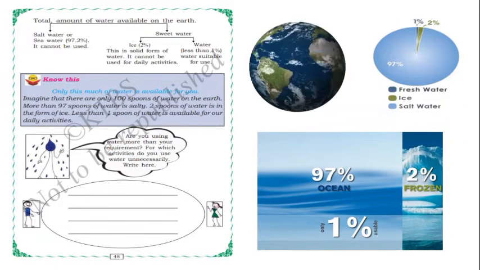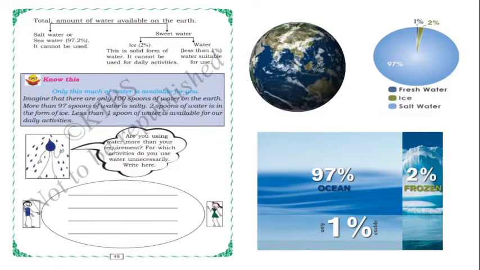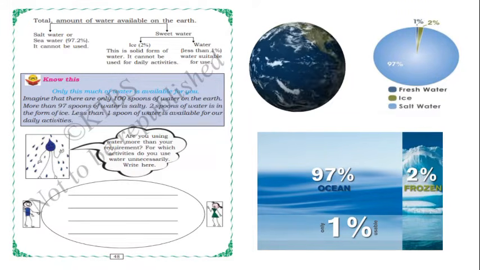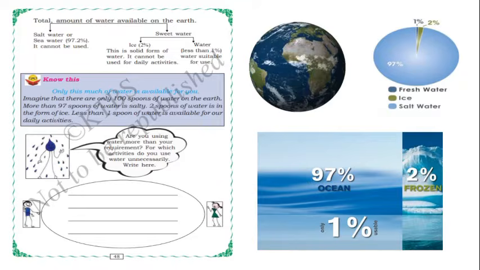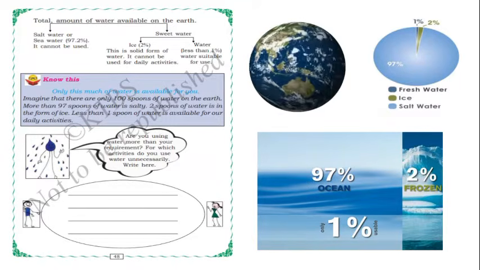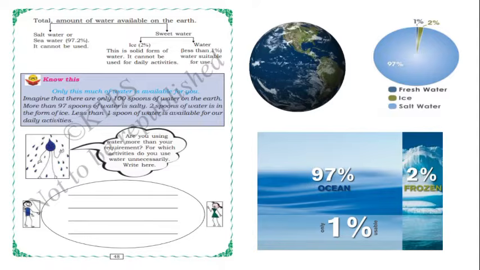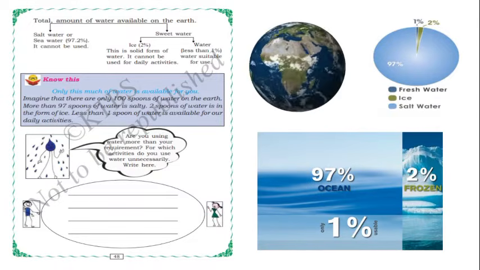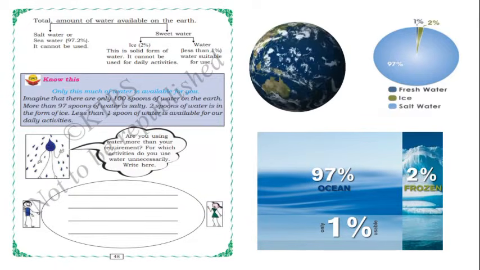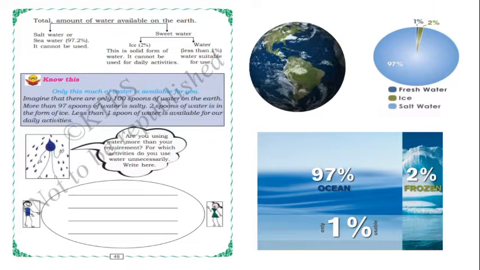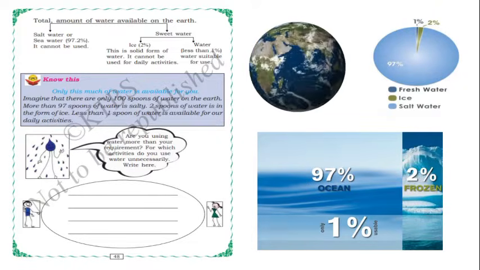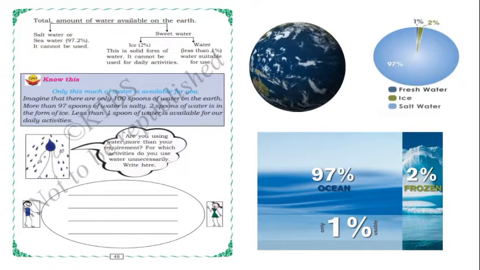Imagine that there are only 100 spoons of water on the earth. More than 97 spoons of water is salty. 2 spoons of water is in the form of ice. Less than 1 spoon of water is available for our daily activities. So only 1 spoon, how can we use it, children? It will not be sufficient for all, isn't it?